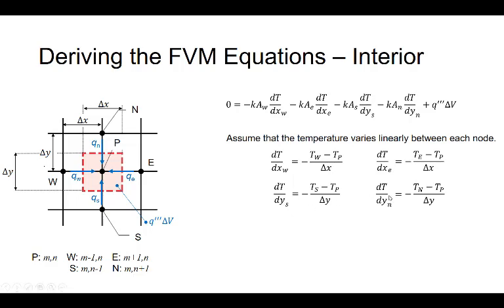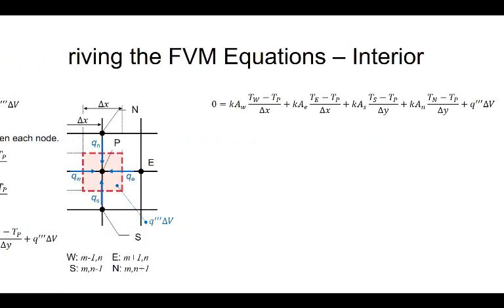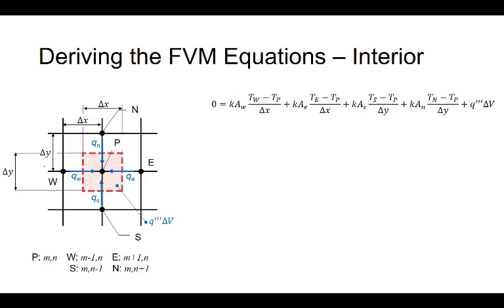In the south and north faces, the node spacing is delta y rather than delta x, but a similar approach is followed here. If we substitute these temperature gradients into the governing equation from the heat transfer energy balance equation, we are left with the following equation. We have replaced the temperature gradients with their appropriate definitions, assuming that the temperature varies linearly from node to node. Here is our new equation.